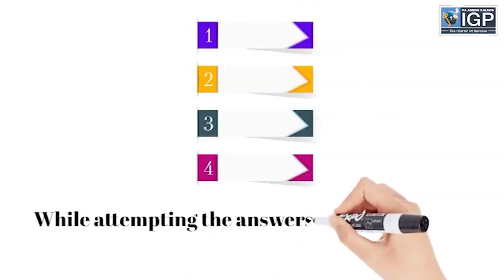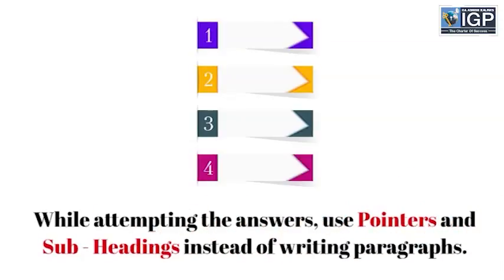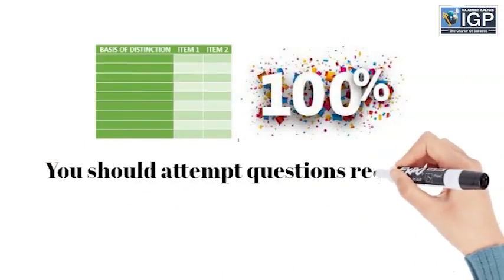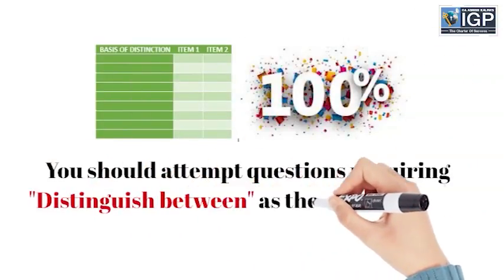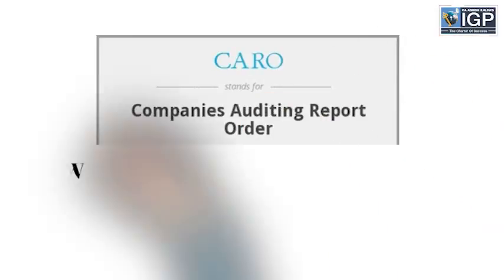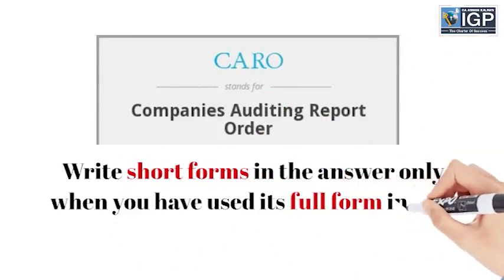While attempting the answers, use pointers and subheadings instead of writing paragraphs. You should attempt questions requiring distinguish between as there are chances of full marks in such questions. Write short forms in the answer only when you have used its full form in that answer initially.